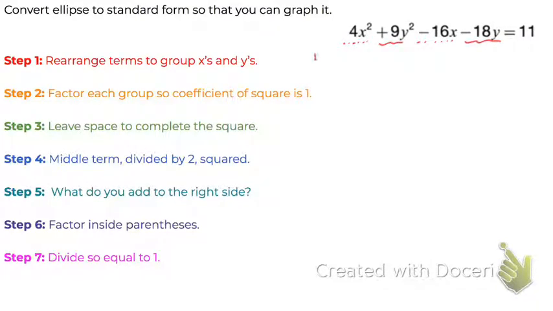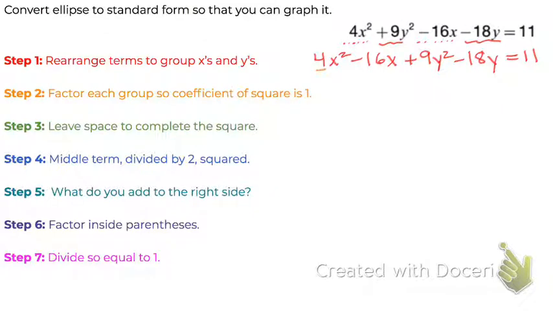So I'm going to write the 4x squared minus 16x plus 9y squared minus 18y. Make sure that you're paying attention to those plus and minuses and taking that with you when you move the term. Now you might need to factor the groups, the x's and the y's, so that the coefficient in front of what's being squared is a 1.